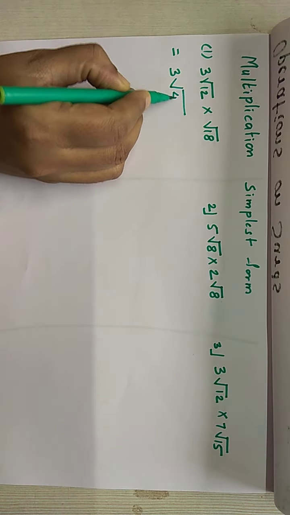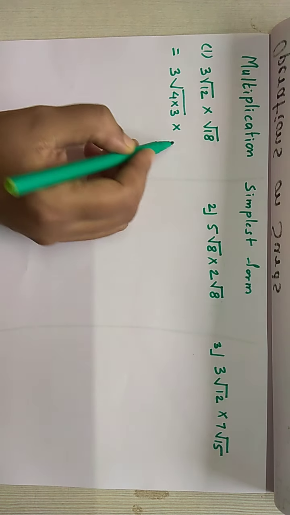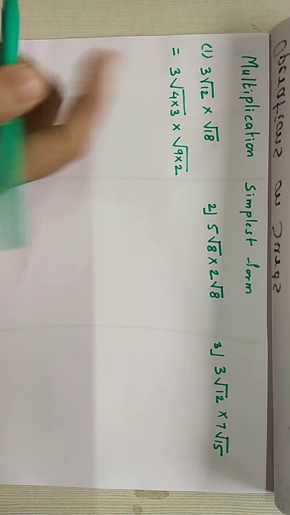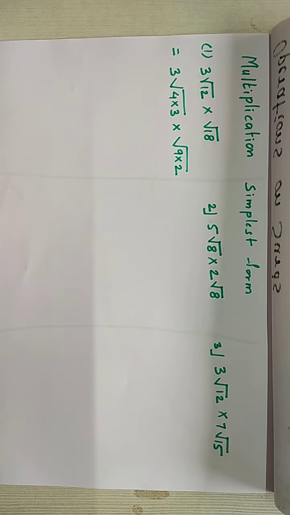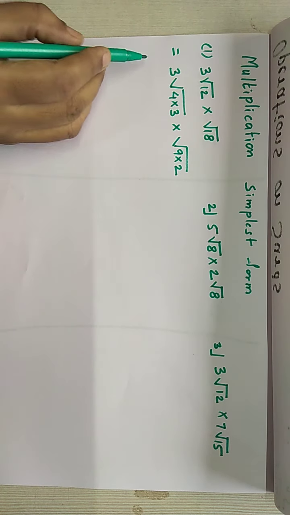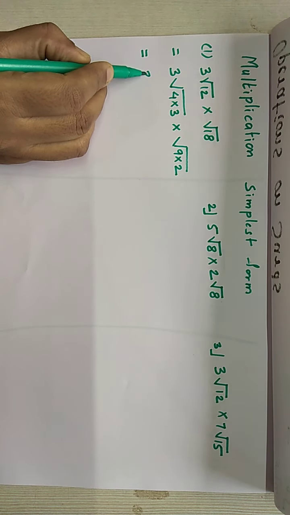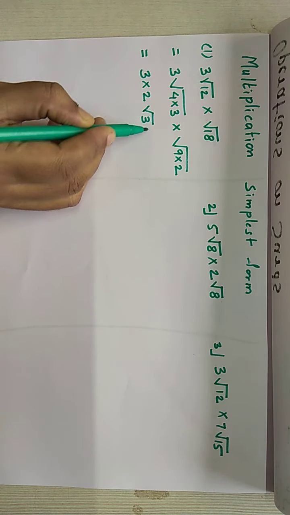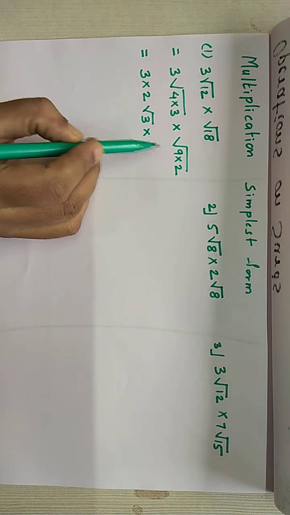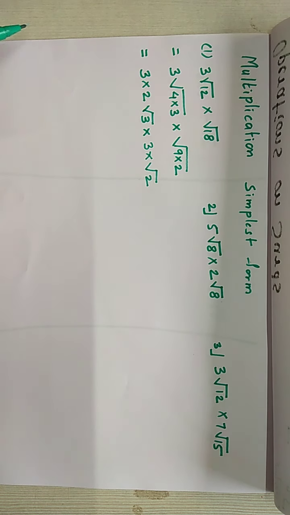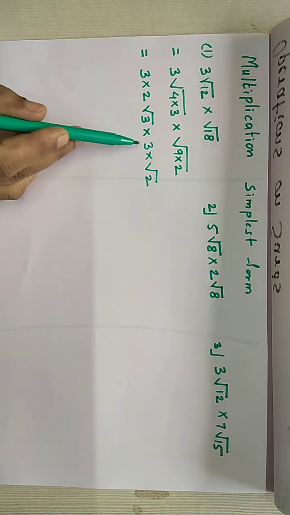12 can be written as 4 3s are 12. 18 can be written as 9 2s are 18. Okay, you can write 18 as 6 3s also, but 6 is not a perfect square, 3 is not a perfect square. So I choose to write 18 as 9 2s are, because 9 is a perfect square. This will be 3, 4 square root is 2, inside the root 3 will be left, into 9 square root is 3, inside the root 2 will be left. Okay, so 3 2s are 6, 6 3s are 18.